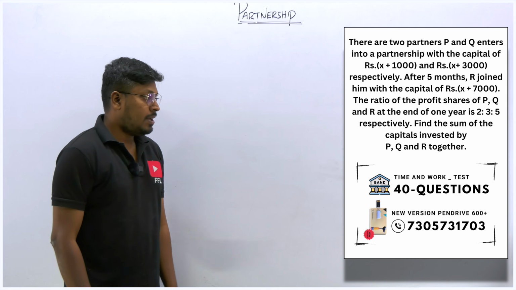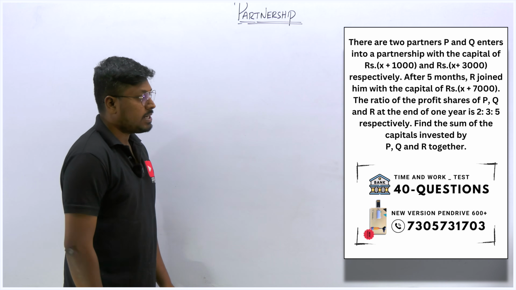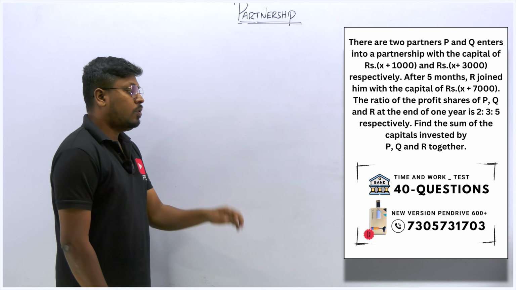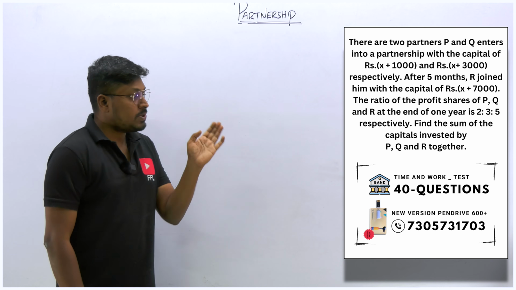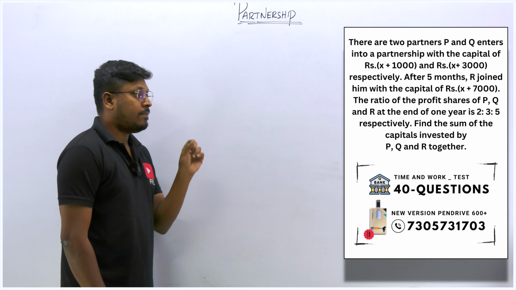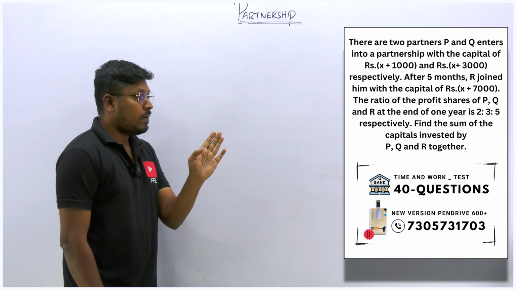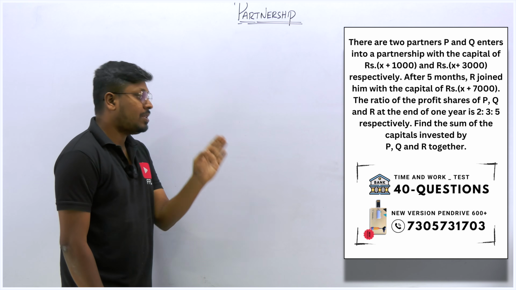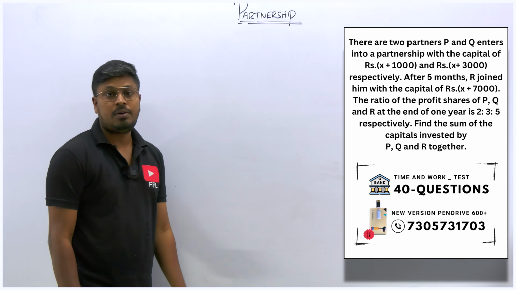Next question. So there are two partners, P and Q, enter into a partnership with the capital of rupees x plus 1000 and x plus 3000 respectively. So after 5 months, R joined with the capital of rupees x plus 7000. So the ratio of the profit of the share is 2:3:5. Find the sum of capital investment of P, Q, R together.